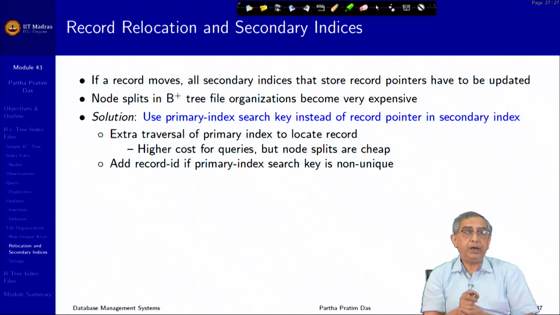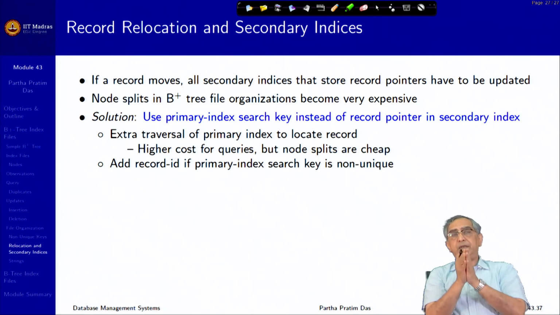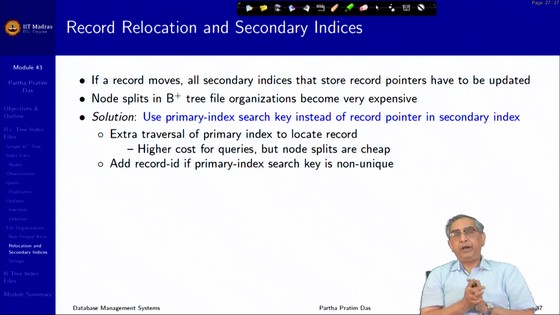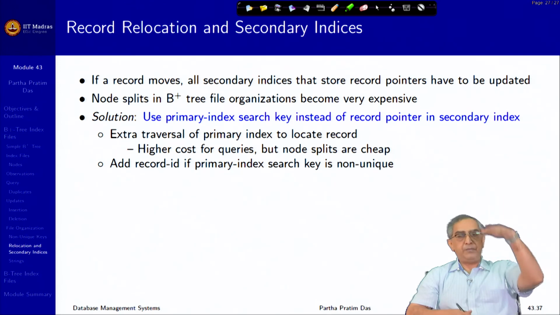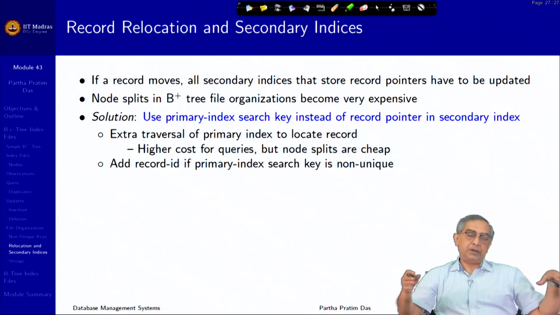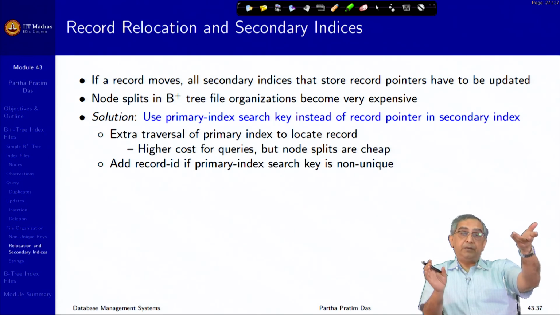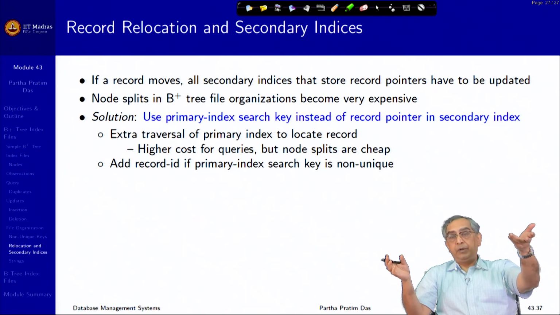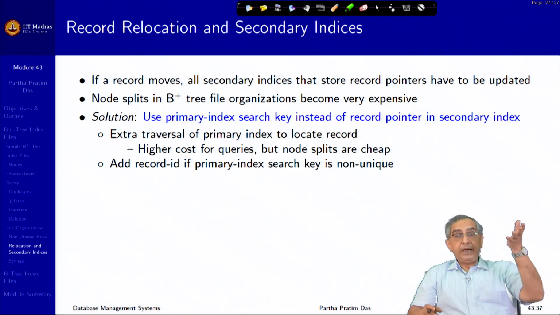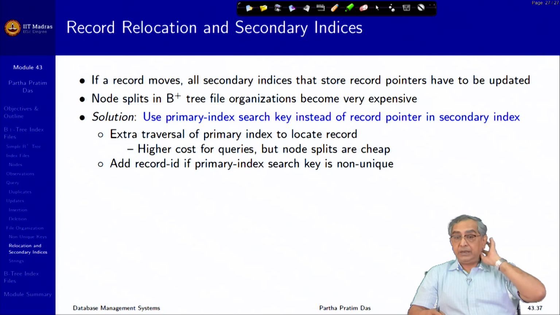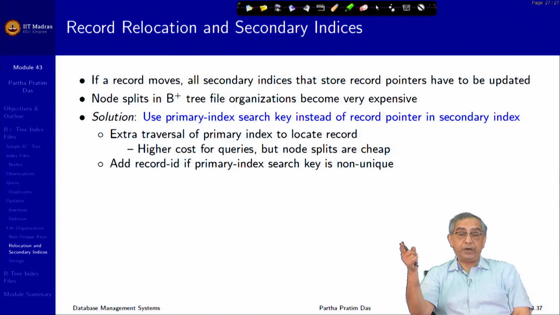So, what is typically done is you use the primary index search key when you have a secondary index. This problem will happen primarily for the secondary index. You have a primary index which actually organizes records, but you have a secondary index on that. So, if a record location changes in the primary table, then your secondary index will have to get adjusted, because it is using those pointers in turn.